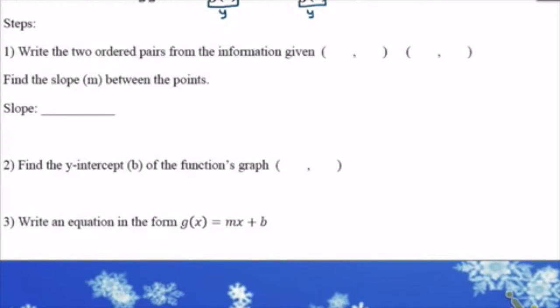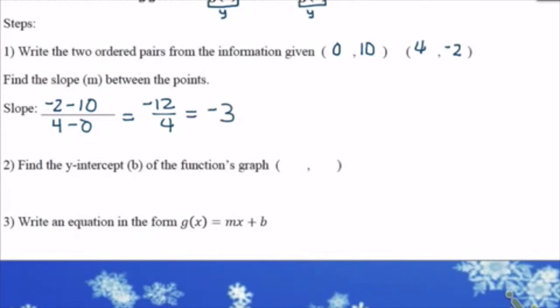So in effect, that is giving you two ordered pairs, just like you've been given before in the y equals mx plus b exploration. So when x is 0, y is 10. And when x is 4, y is negative 2. So now you have 2 points, and you know how to find the slope when you have 2 points. You do y minus y over x minus x. So I'm going to take negative 2 minus 10 over 4 minus 0. And that's going to give me negative 12 over 4, which reduces to a slope of negative 3.